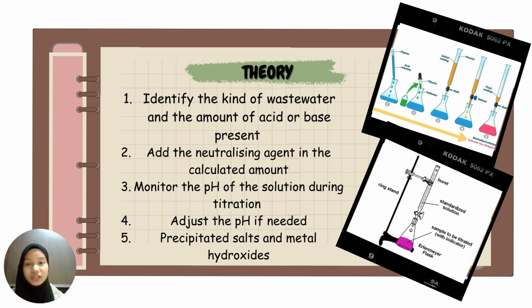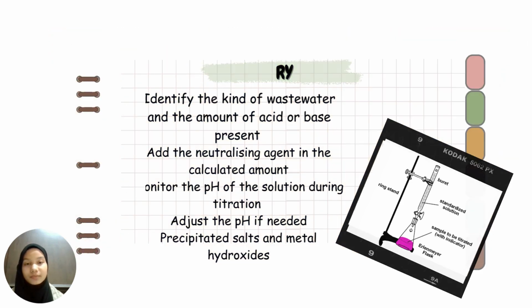And then, during the titration, the pH of the solution is closely monitored to determine the equivalence point where the acid and base are completely neutralized. The pH at this point will depend on the strength of the acid and base involved. If needed, additional neutralizing agent can be added to adjust the pH further into the desired neutral range. After neutralization, any precipitate such as metal hydroxide may need to be removed from the water through filtration before the treated water can be safely discharged.